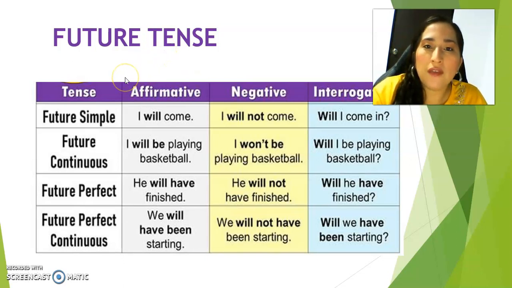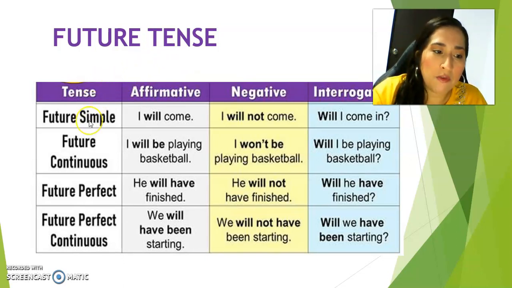In the future, we have the same tenses. Future simple, future continuous, future perfect, and future perfect continuous. I will come, I will not come, will I come? I will be playing basketball, I won't be playing basketball. Won't is the negative form of will. We can use will not, but it is more polite to use won't, okay? Will I be playing basketball?